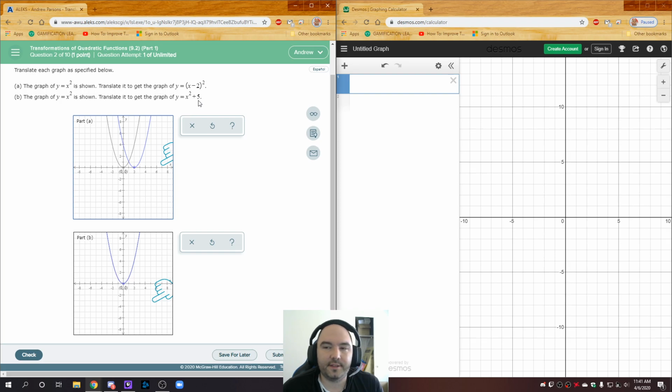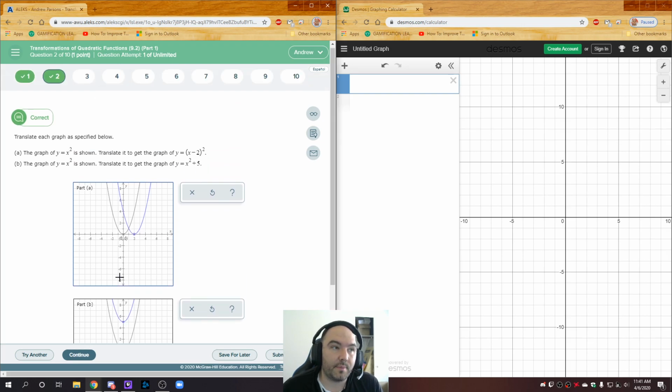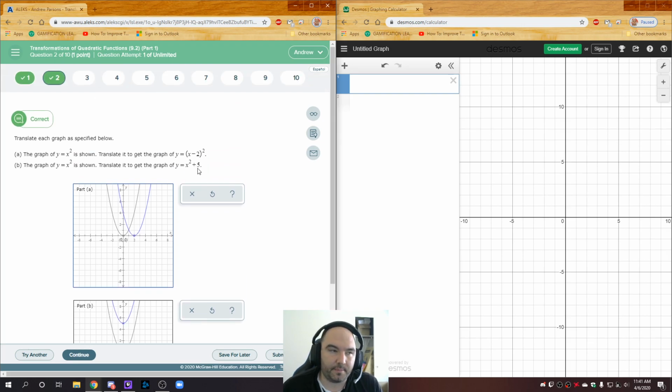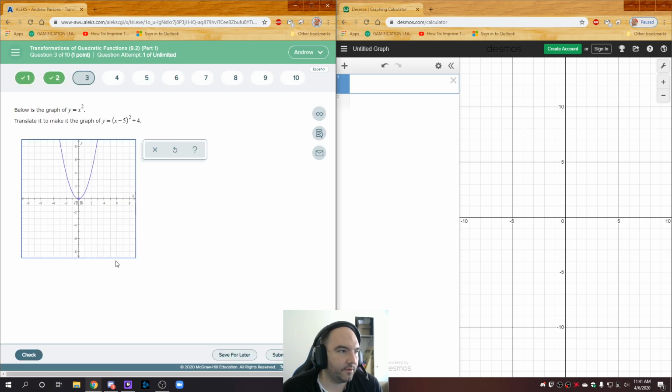X squared plus 5, that's not inside a parenthesis with x, so that's an up and down movement. In this case, positive is up. That's it. That's all it takes to know how these things move. You just need to remember what makes stuff move up and down, no parenthesis, outside the parenthesis. What makes stuff move left and right, inside a parenthesis. H and K values for inside and outside.